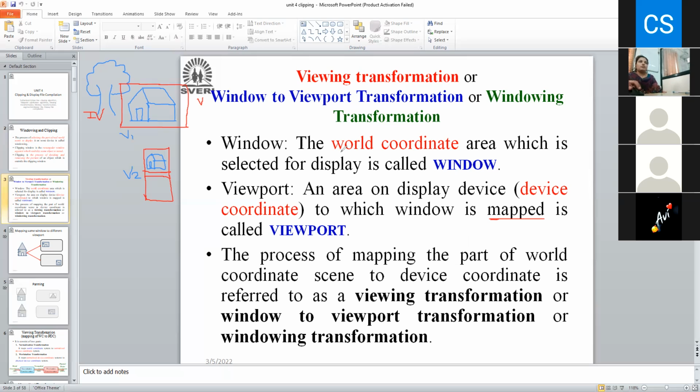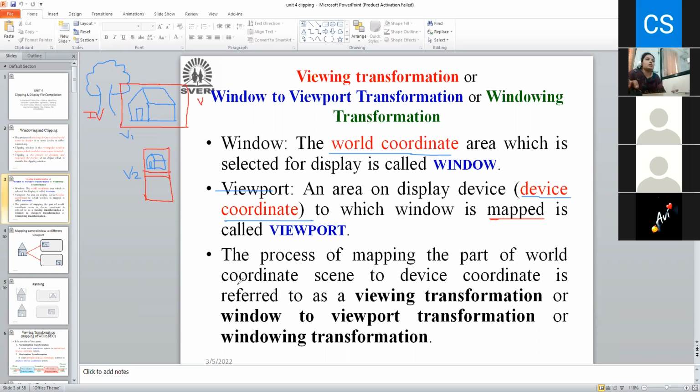So the window works on the world coordinate system and the viewport works on the device coordinate system. According to the number of pixels in the laptop, it will adjust the picture. According to the number of pixels in the mobile, it will adjust the picture. So it acts on the device coordinate system. Getting the difference between window and viewport? Yes, ma'am.